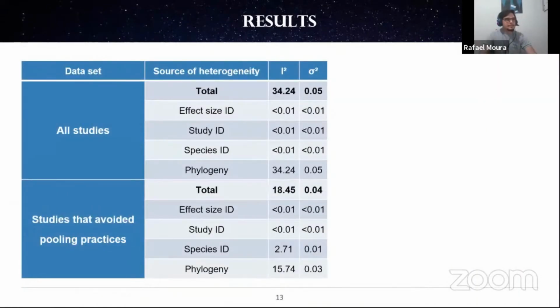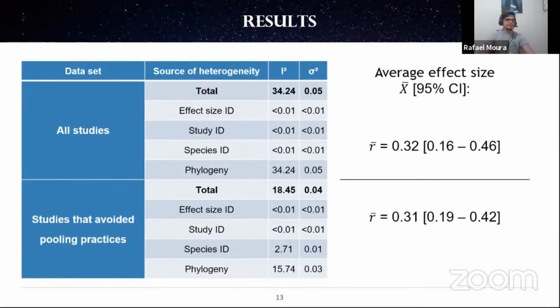When we compared the heterogeneity of all studies included in our meta-analytic models, we found a moderate heterogeneity. However, when we excluded the studies that performed any kind of pooling practice, we found significantly lower heterogeneity. However, the impact of this new data set on the average effect size was low. So in general, we found a moderately positive average assortative mating across all studies.